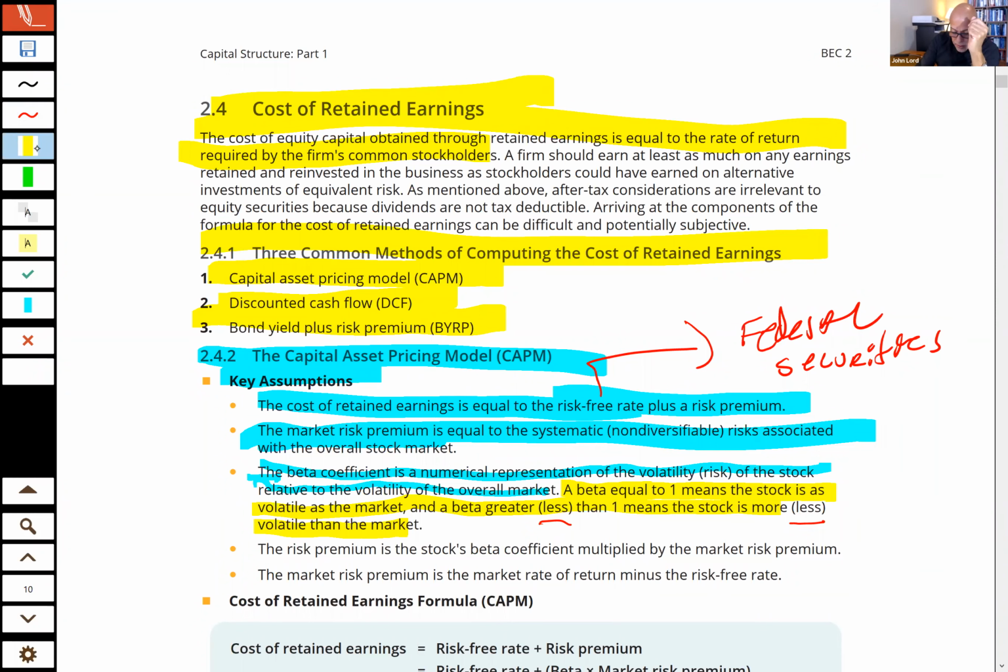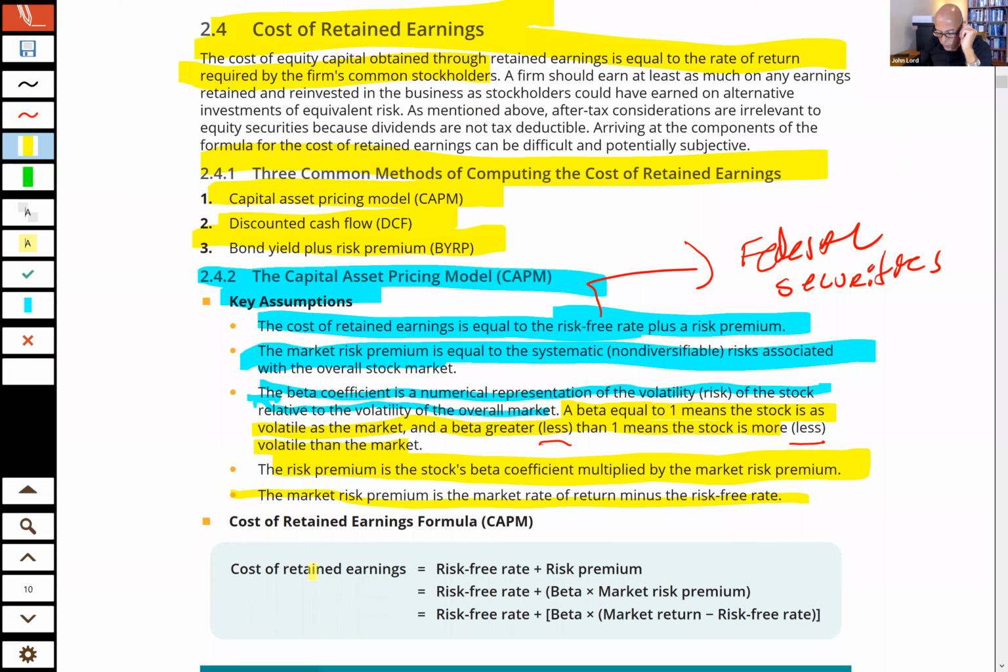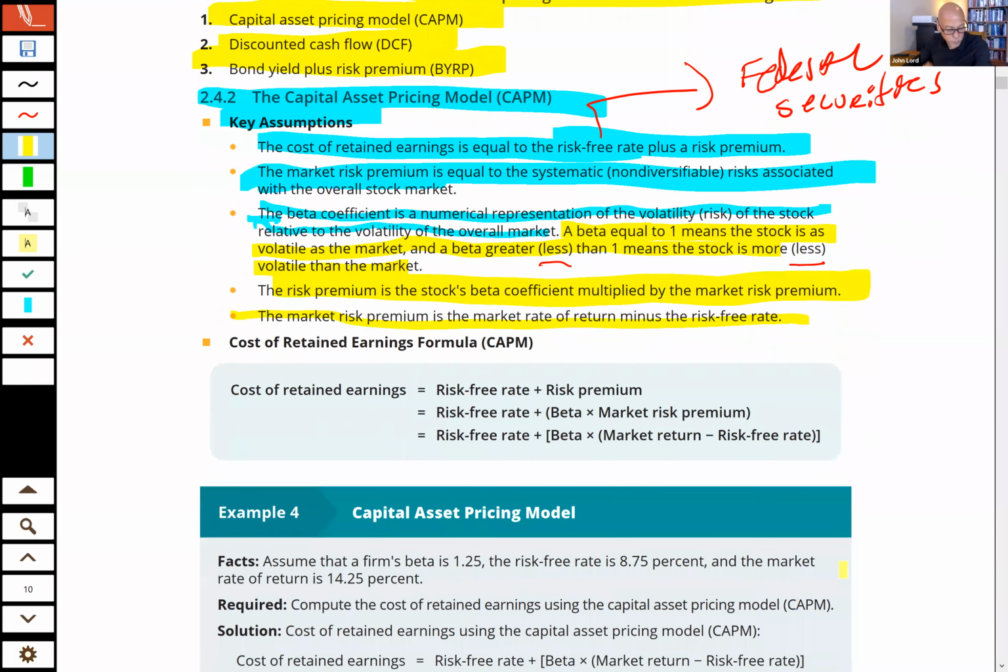Okay, and then you can see that the premium is the stock beta coefficient multiplied by the market risk premium, and then the market risk premium is the market rate of return minus the risk-free rate. Okay, so we have a residual risk above the risk-free rate that's applicable to the entire market. That is considered the non-diversifiable risk, and then we multiply that times the beta coefficient, which now adjusts that risk specific to the firm that we're doing this work for.